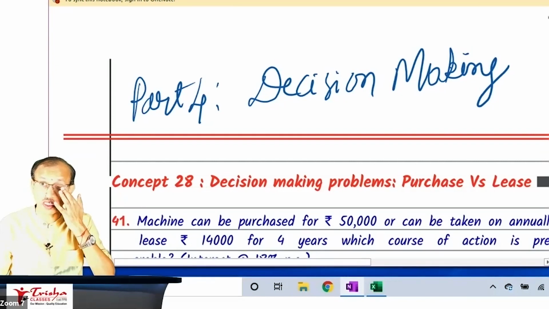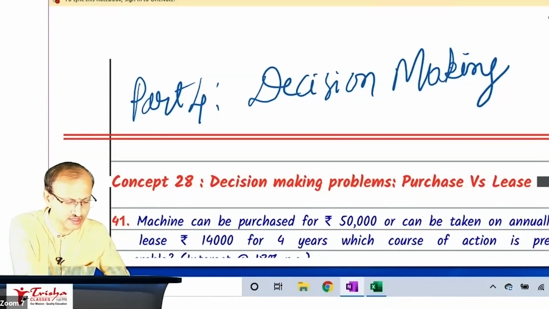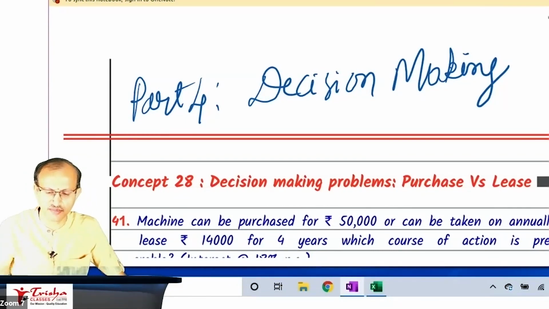Students, please note the entire time value of money that we learned so far, and how exactly we are going to use it. There is some disturbance. All of you are able to hear my voice very clearly?